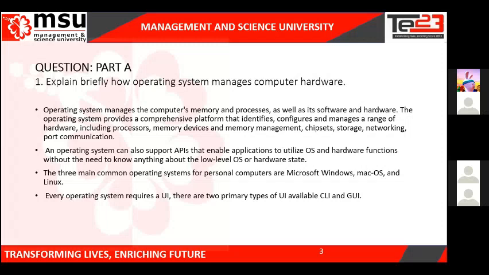Most of the time, your computer operating system has several different programs running at the same time, and they all need to access your computer's central processing unit, memory, and storage. An operating system can also support APIs that enable applications to utilize operating system and hardware functions without the need to know anything about the low-level operating system or hardware stack.